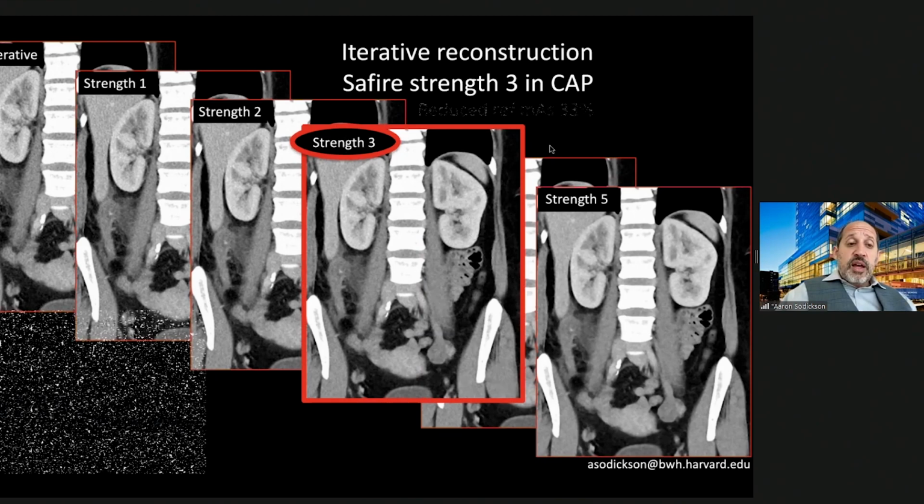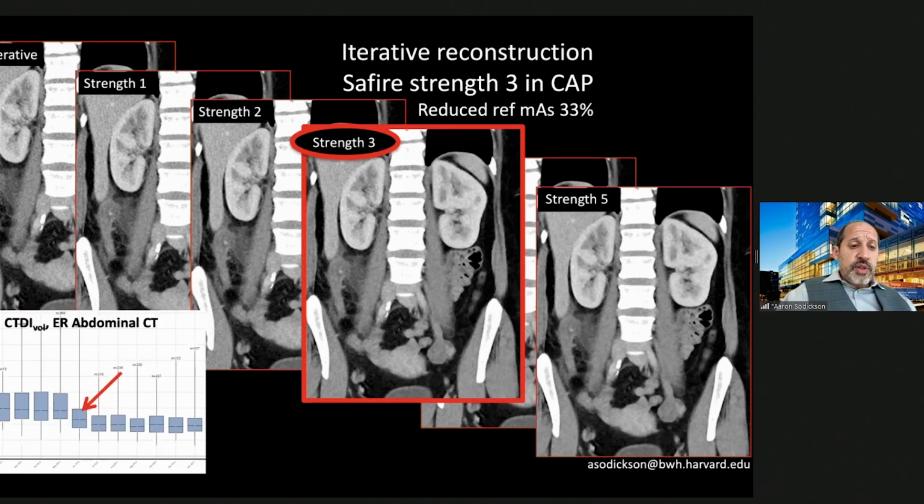But when we turned that on, you can see that if we look now at a plot of our CTDI over time, we had just dialed in a 33% radiation dose reduction with our reference mAs selections. And you can see that step function decrease in the CTDI we're delivering to our patients as a result.